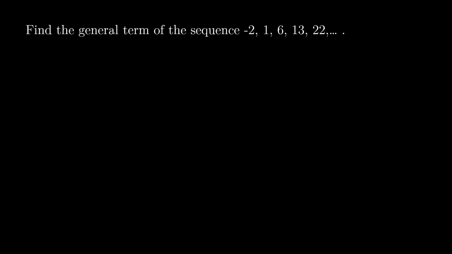Find the general term of the sequence negative 2, 1, 6, 13, 22, and so on. Sometimes it's really hard to figure out the negative. How does a positive go to a negative? You can do that by subtraction. Look at this: 1 becomes negative 2. Or maybe it's being multiplied by a negative number, or divided by a negative number.